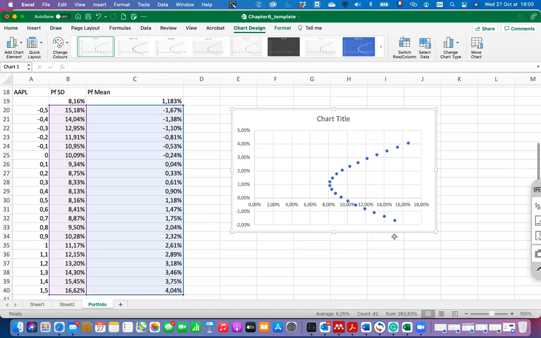Now, what are the most efficient combinations according to this chart? Which combinations of Apple and Google give us the best portfolio?